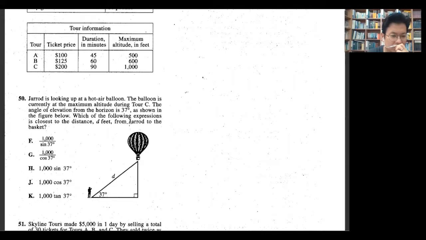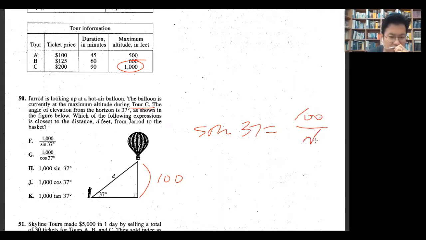37 distance. For C is 1000 maximum, so this is 1000. Okay, so then this sine 37 equals opposite over distance. So D equals F.